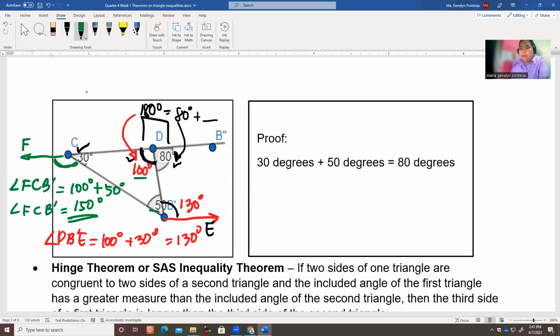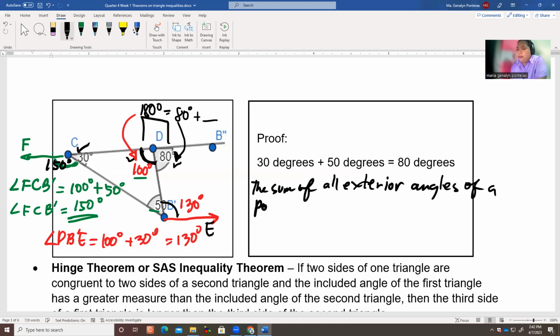So this one is 150, this one is 130, and this one is 80. Now, how will you know if you are correct? Let's recall the exterior angle theorem: the sum of all exterior angles of a polygon is 360 degrees.